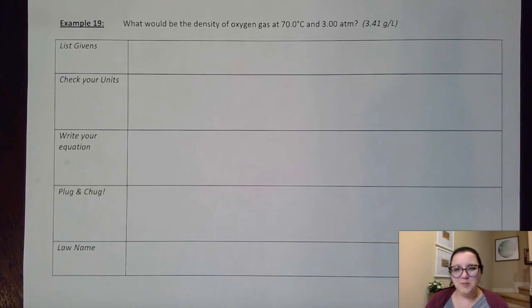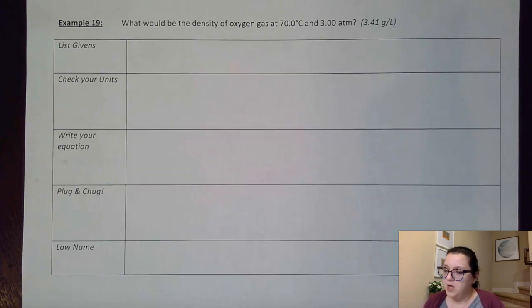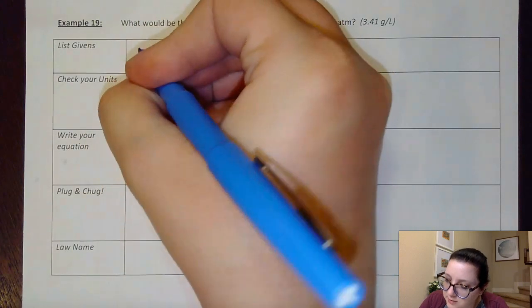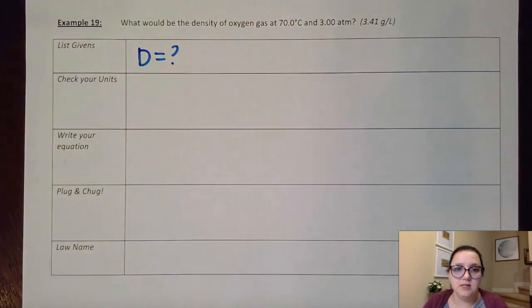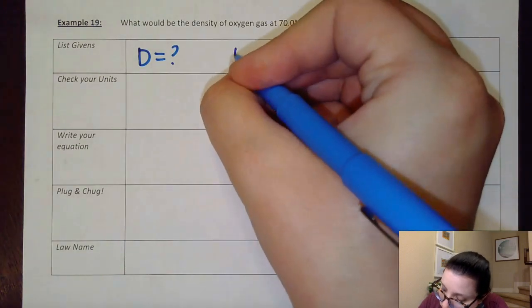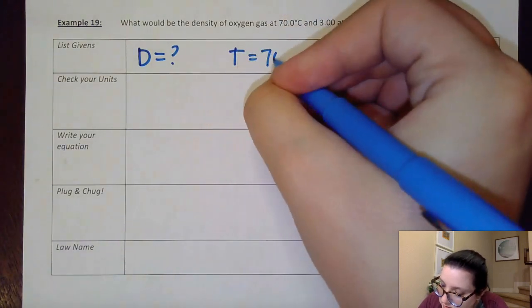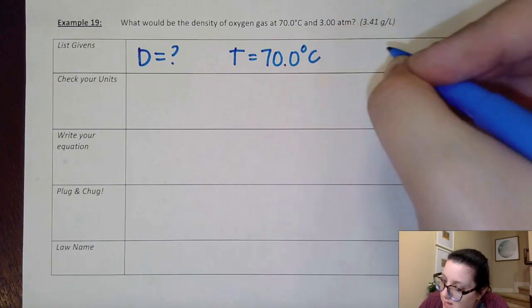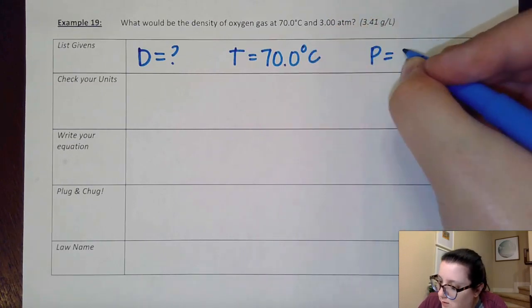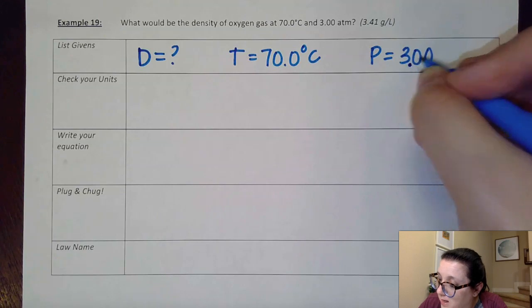All right, so a little bit of a different problem here. They're asking us for kind of a different piece here. It asks what would be the density of oxygen gas at 70 degrees Celsius and 3 atmospheres. So I'm looking for density here. We're going to talk about the unit for density in just a moment. I know we mentioned it earlier, but we're going to talk about it again. The only other data they really give me here is temperature of 70 degrees Celsius and a pressure of 3 atmospheres.